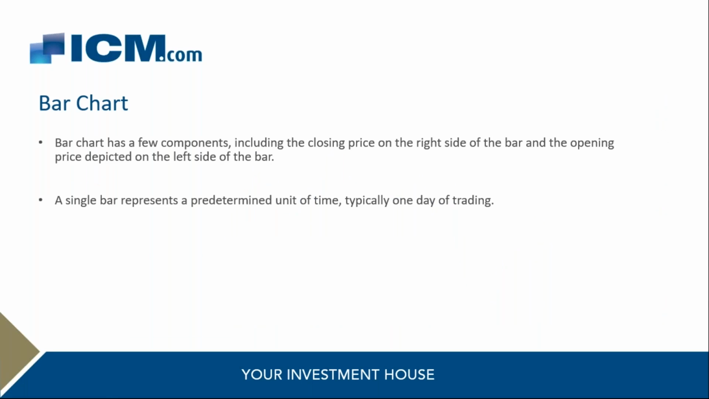It's very easy. Moving to the bar chart, which is showing us more components of the chart. It includes the closing price, the opening price, the highest price reached within a certain time frame, and the lowest price. A single bar will always represent a predetermined unit of time.